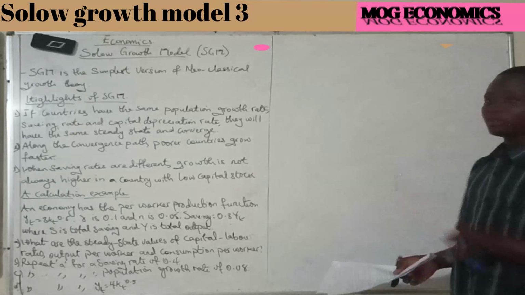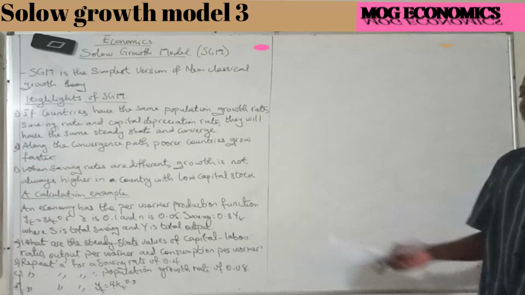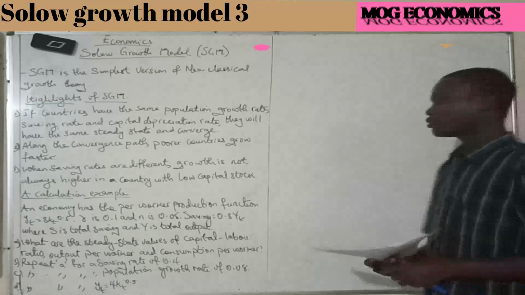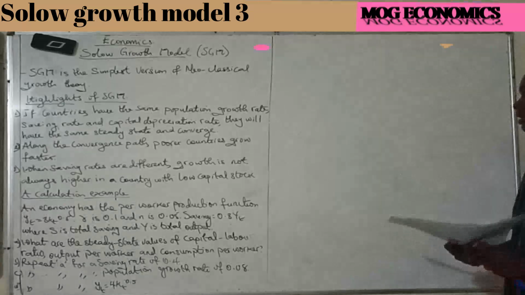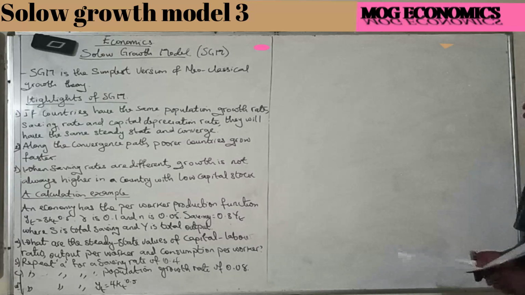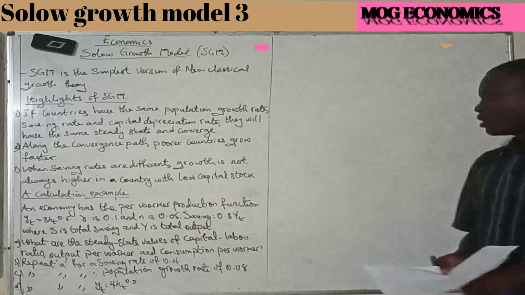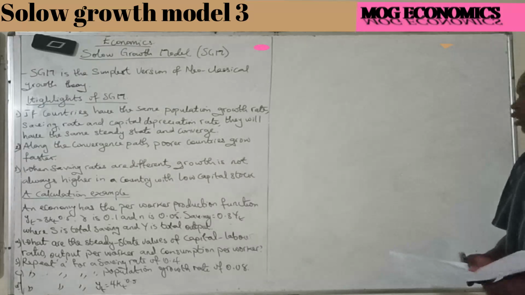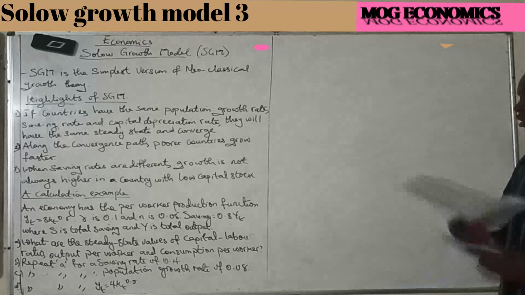Now we have a calculation example. We've done the theory, we've drawn graphs. So an economy has the power production function where y = 3k_t^0.5. The depreciation rate is 0.1, and the population growth rate is 0.05. Saving, that's national saving as a function of national income, is 0.3 y_t. Now (a): what are the steady state values of the capital-labor ratio, output per worker, and consumption per worker?